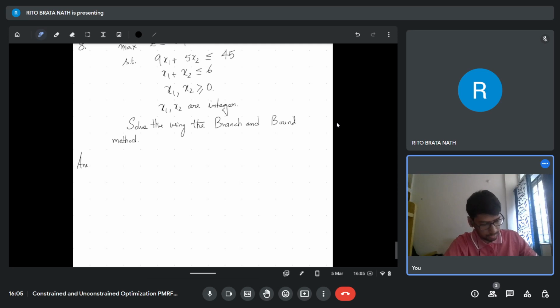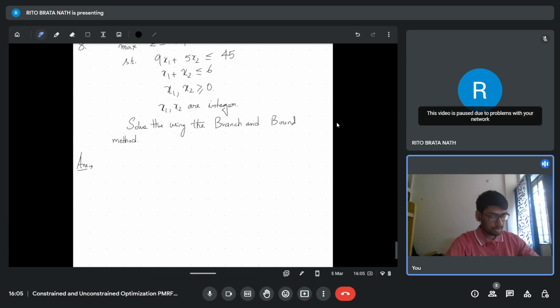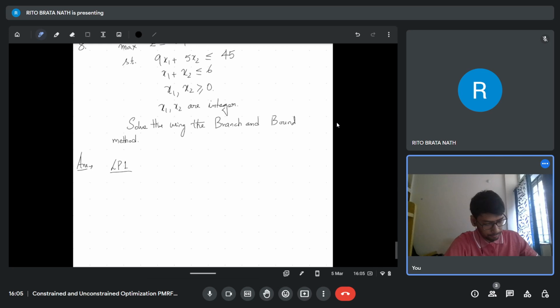Okay, so let's try to solve this. In this problem, you know the concept of branching. First you don't care about the integer variable and you solve the problem as it is. So that's LP1, the first step. You'll get x1 star equals 3.75 and x2 star equals 2.25.